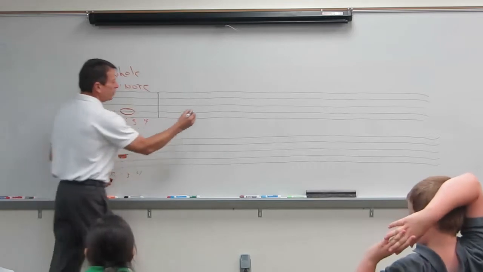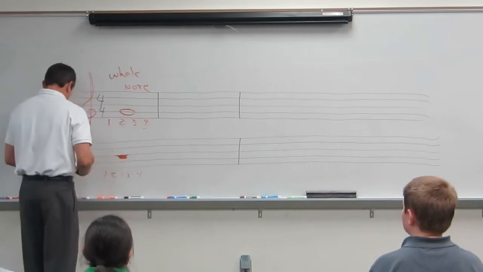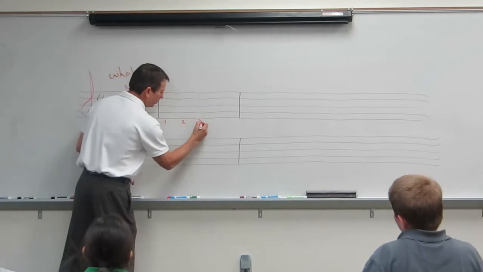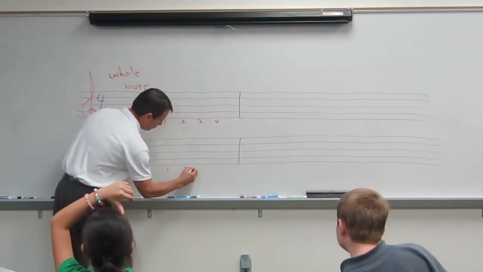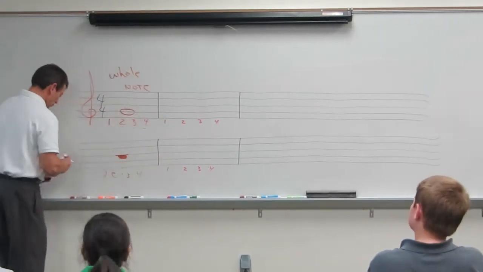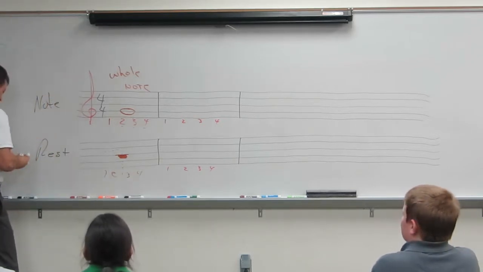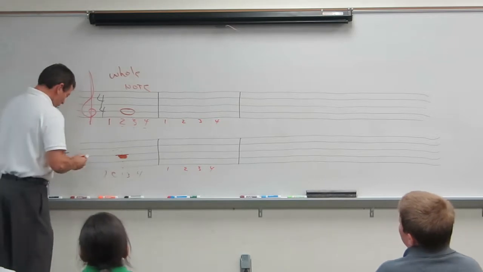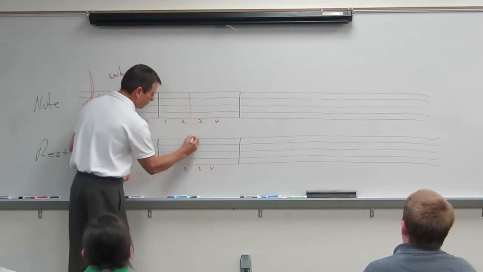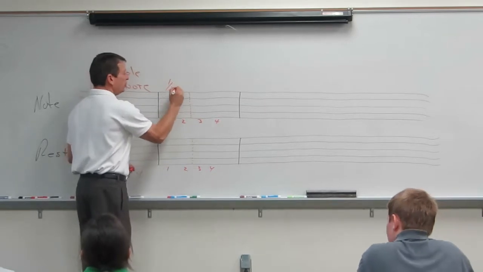Okay. Now I need another measure. Again, how many beats will each measure have? 4. 1, 2, 3, 4. I'm going to cut this measure in half. How many sections do I have? 2.